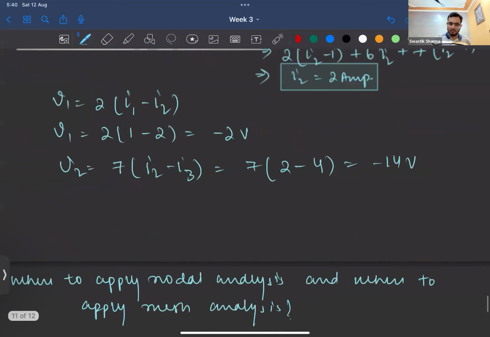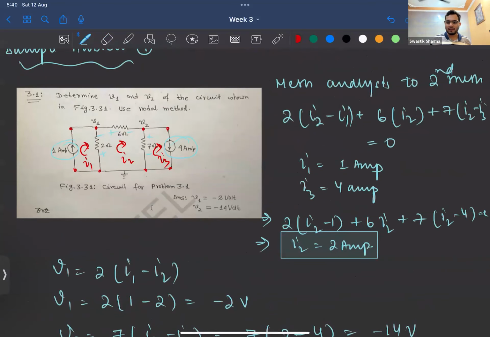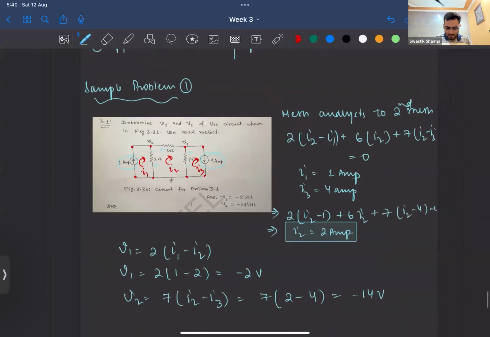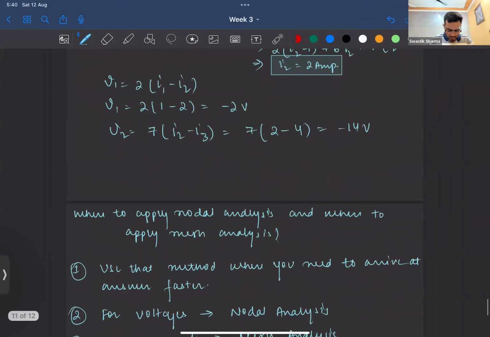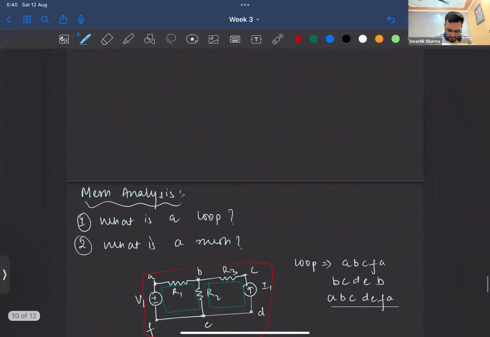And one more thing, if you think that solving something is easier for you, even if the number of equations is more, go ahead with that. But the hardness of the problem is associated with the number of equations you have. So try to minimize the number of equations, and the complexity of the problem would also reduce. So that's how you solve this.